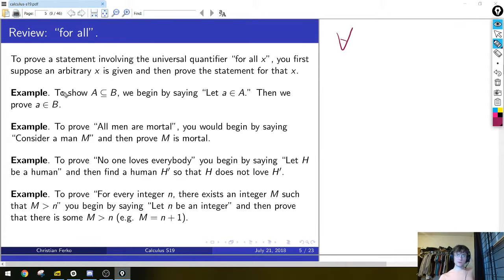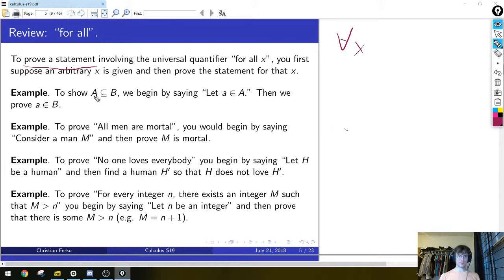a proof. So if you want to prove any statement that involves this universal quantifier, for all x, something is true for all x, the structure of your proof is always the same. You begin by saying that there's some arbitrary x that was given to you, and then you prove that statement is true for the arbitrary x. So that sounds very abstract, but we've actually seen this before.